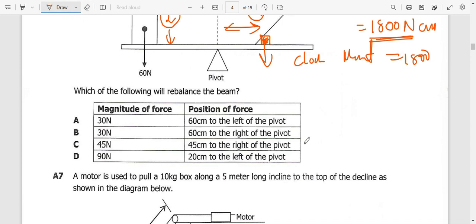So meaning that option 1 and option 4 cannot be answers. So the two possible answers can be either B or C. Why can option 1 and 4 not be answers? Because we are saying on the left. You can't place them on the left. So you want a force that will give you 1800. You know that 60 centimeters times 30 newtons will give you 1800. So this is going to be the answer, because 45 times 45 will not give you 1800. Is that okay? Yes.